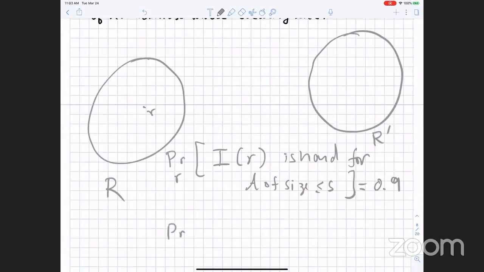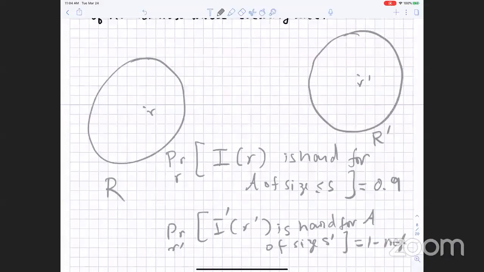And what you want to do is to come up with an analogous setting. So now you have R prime, and R prime is the randomness. The probability over R prime that I prime(R prime) is hard should be close to 1. That's your goal. But how do you make this jump? You're talking about some advantage which is not close to 1, and you want to go close to 1.